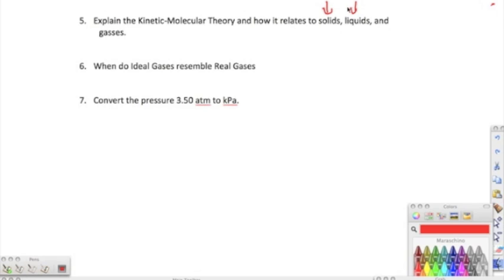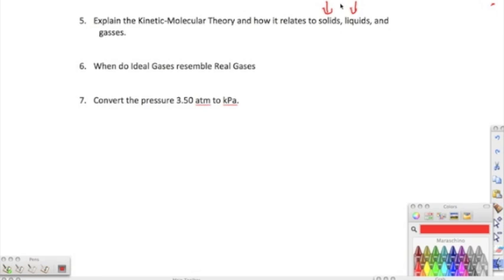Now, number 6 says, when do ideal gases resemble real gases? Remember, ideal means perfect. Real gases are what we actually have in the real world. And real gases look like ideal gases at very, very low pressures and very, very high temperatures.